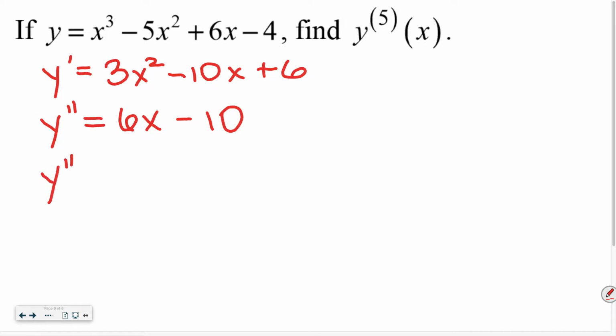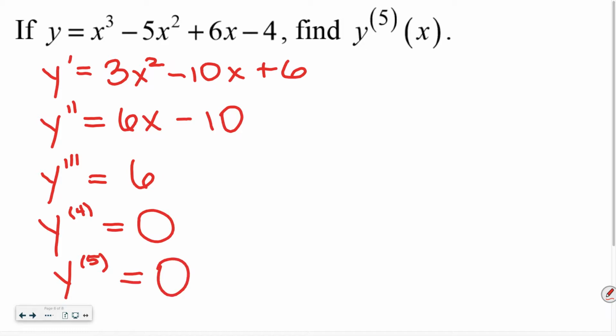Our third derivative means we take 6x minus 10 and take the derivative. Everybody all together, what is that? 6. Okay. Our fourth derivative. Lauren, what's the derivative of 6? And what's the derivative of 0? Our fifth derivative is 0.